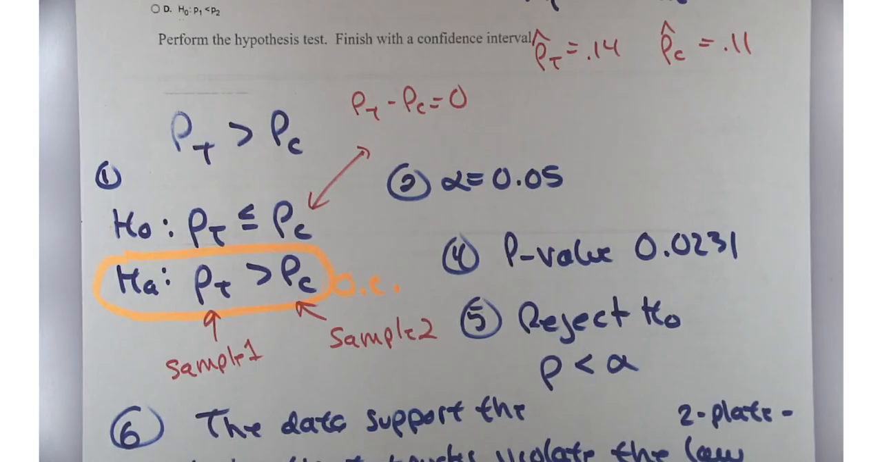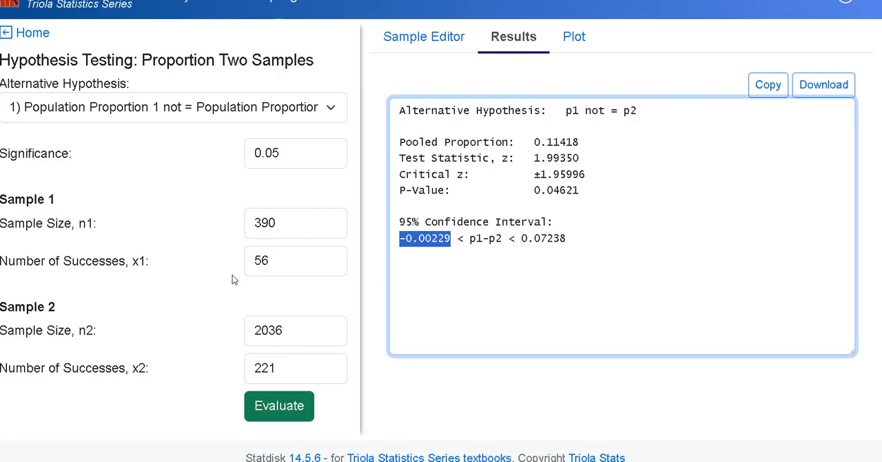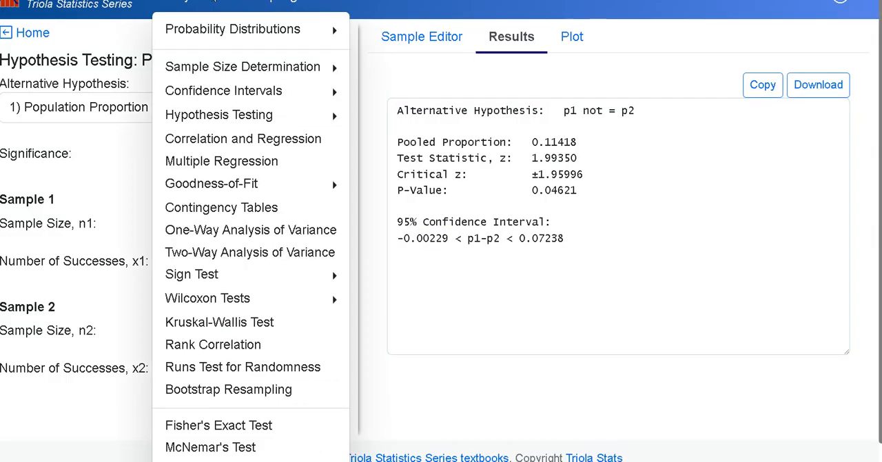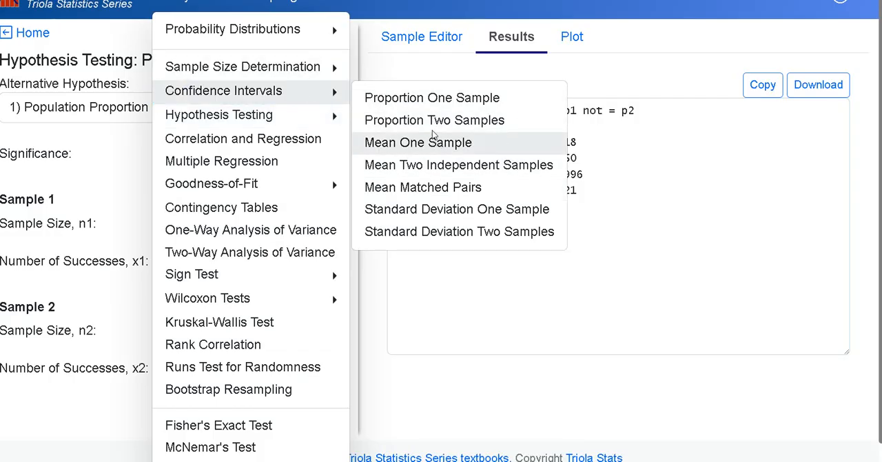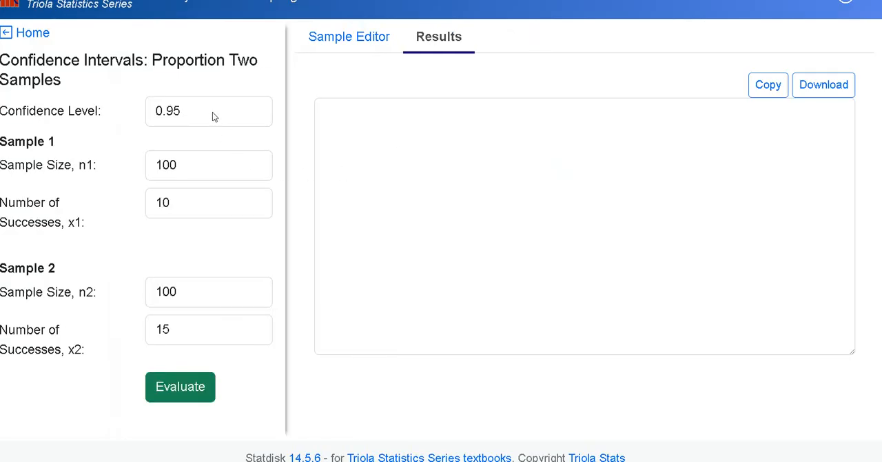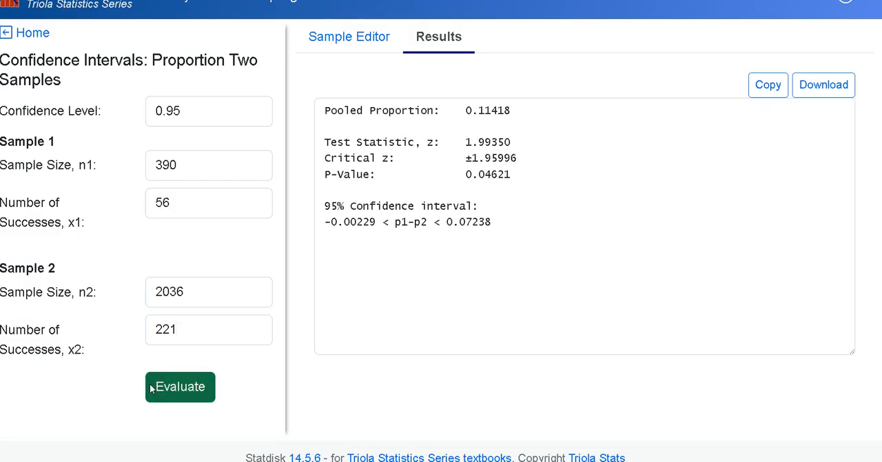I think it gets a little bit more tricky when you have a hypothesis test that's one-sided. So let's take a look at our confidence interval for that one. Proportion two samples, 95%. It should give me the same thing that I just had. So 390, 56. I'm sorry, I'm not so sure about that. You know me so well. 221. There we go. So yeah, we're getting the exact same thing here.